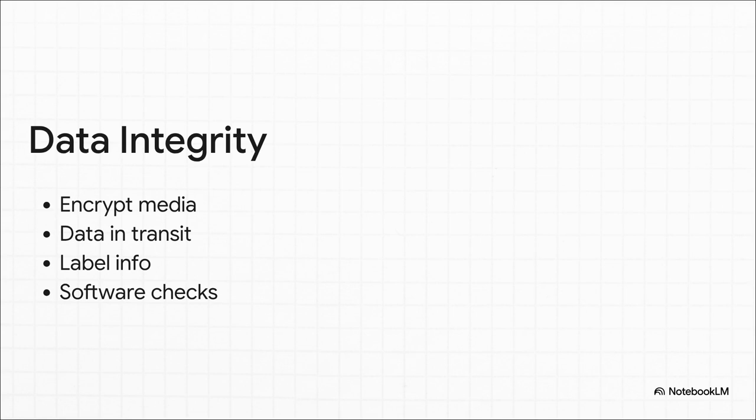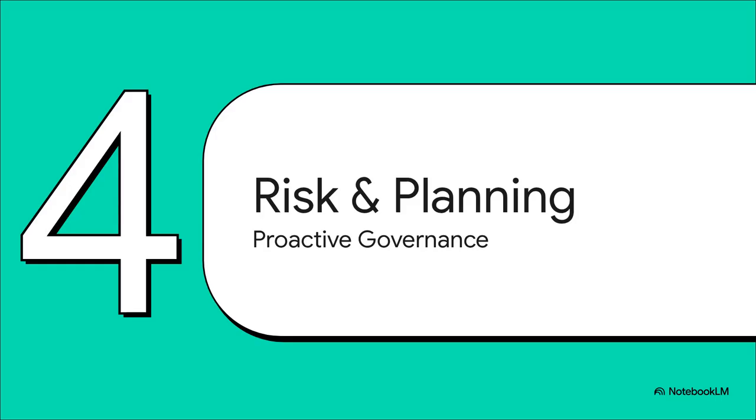Are you strictly labeling sensitive information by classification level? And are software integrity checks conducted before execution? This all guarantees that even if a threat actor somehow gets in, your data remains scrambled, unusable, and totally unreadable. Section 4, managing risk and planning.